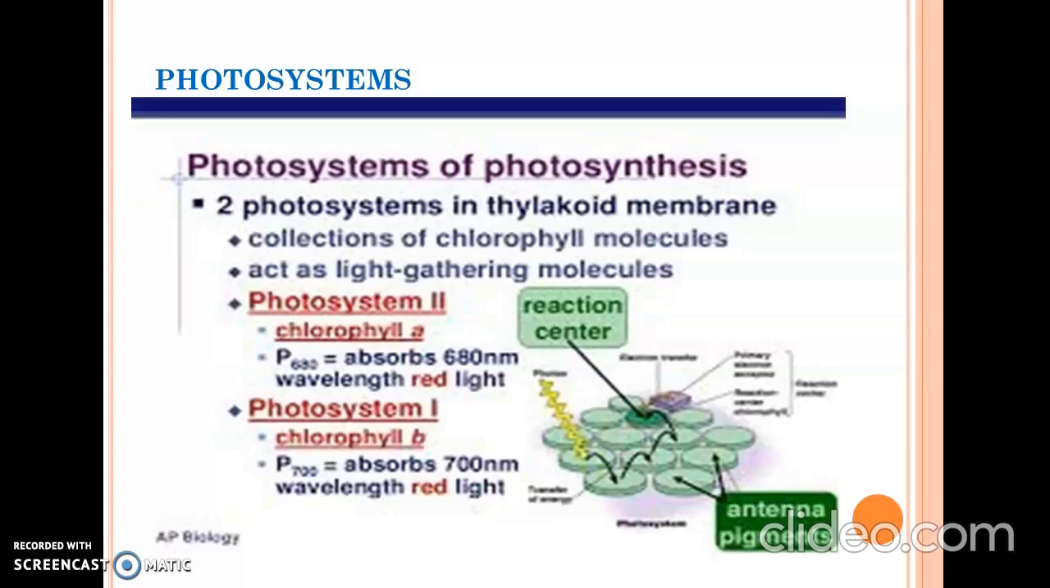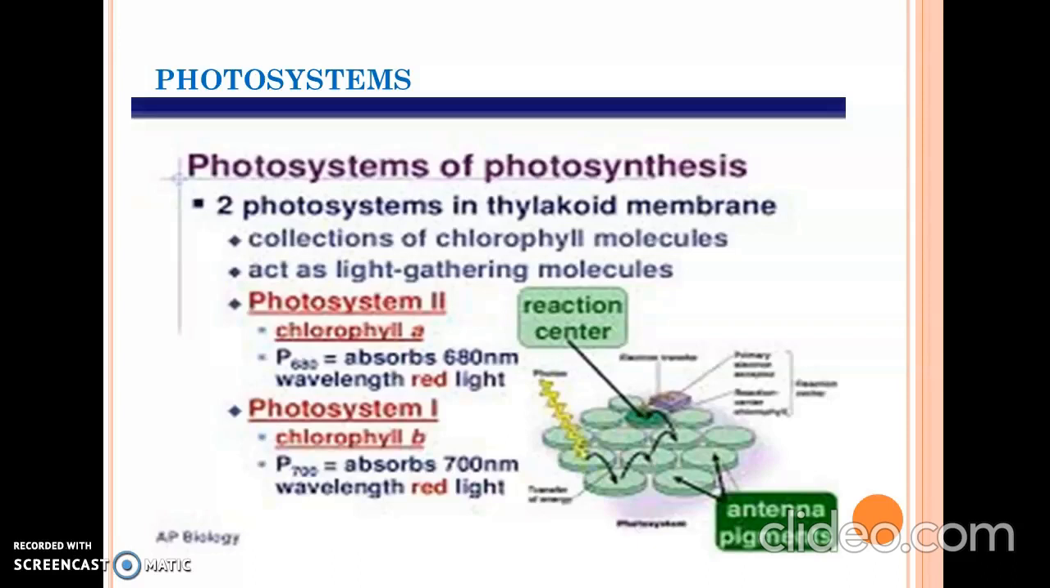One is photosystem 1 and the other is photosystem 2. Photosystems are nothing but a group of chlorophylls as well as various other pigments which absorb the sunlight. They work as a unit, so this is known as a photosystem. At the center of this photosystem there is a reaction center, and it is surrounded by a number of antenna pigments.